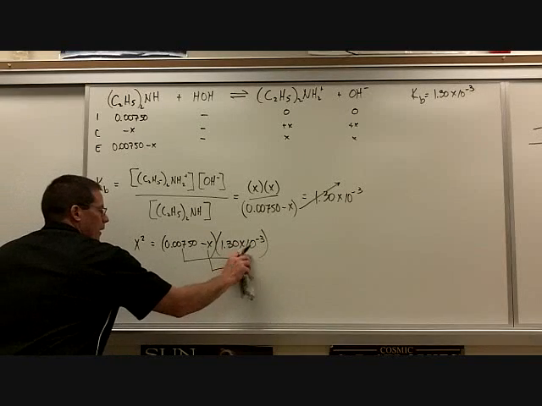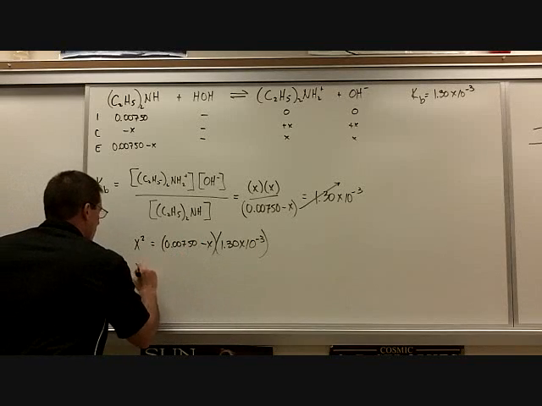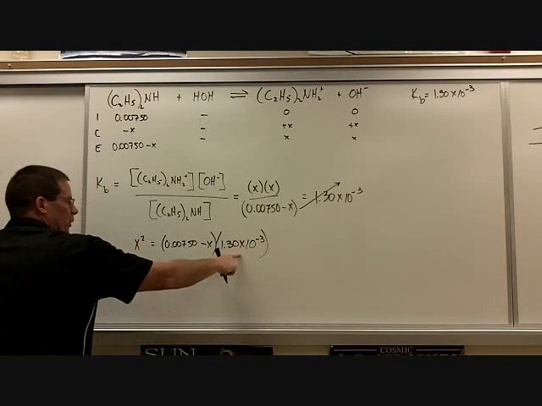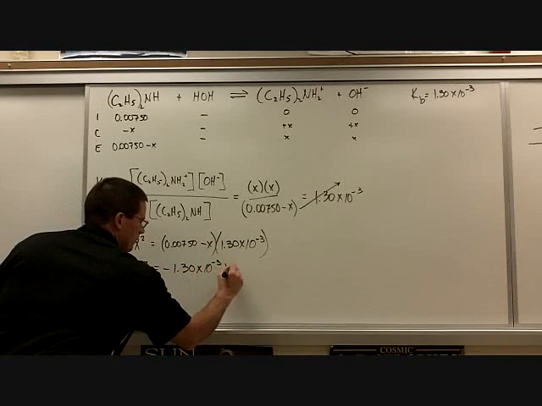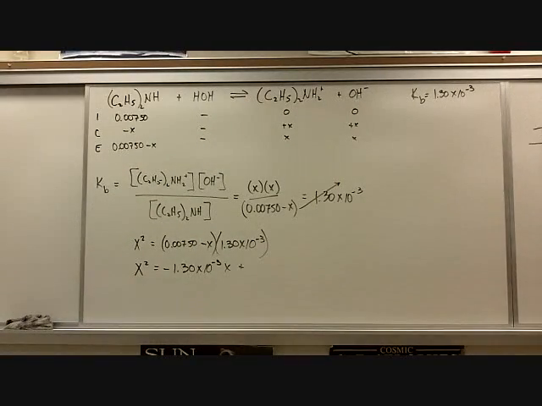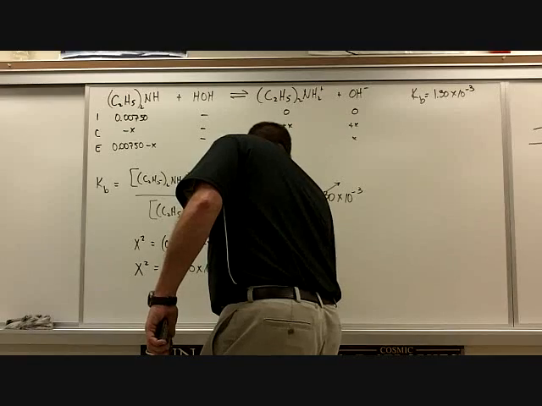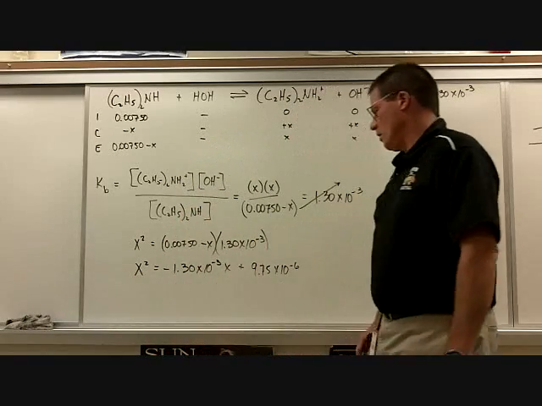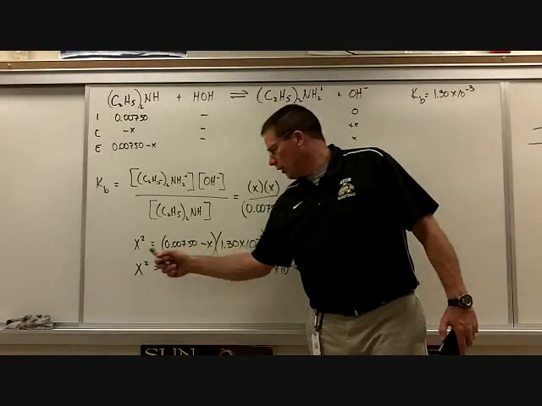Let's do that. I'll do the tough one first. I'll impress you guys with my math prowess here. So 1.3 times 10 to the negative 3 times negative x. And then we need to add that to 0.0075 times 1.3, so that's 9.75 times 10 to the negative 6. We need to get everybody to the same side, so let's take these two and subtract it and put it on the other side.